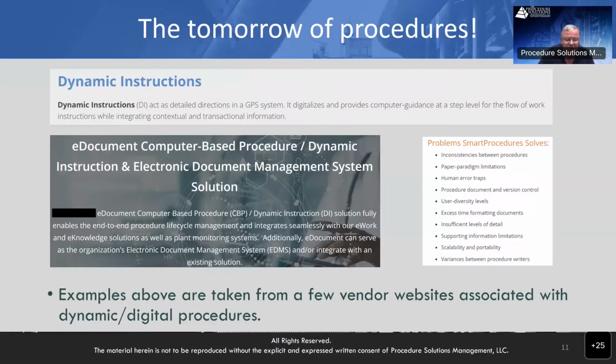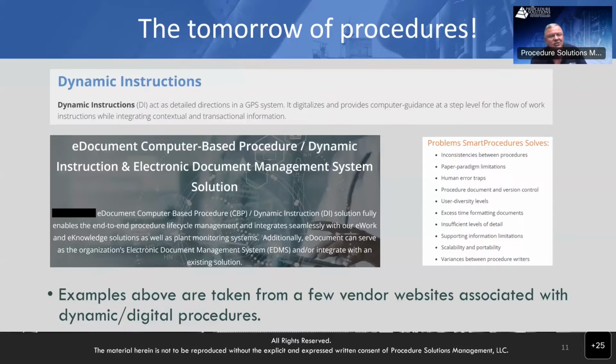Another vendor talks about their e-document computer-based procedure dynamic instruction solution. It fully enables the end-to-end procedure lifecycle management, integrates seamlessly with our eWork and e-knowledge solutions, as well as plant monitoring systems. Additionally, the e-document can serve as an organization's electronic document management system, right? Another one over here had problems.